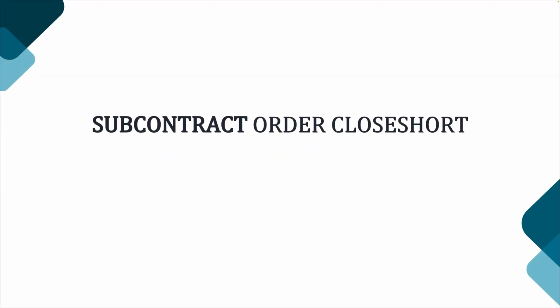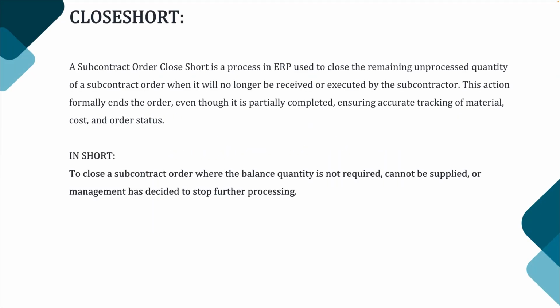In this video, let's learn about how to do Closeshort for your subcontract order. So what is Closeshort? A subcontract order Closeshort is a process in ERP, that's Enterprise Resource Planning, used to close the remaining unprocessed quantity of your subcontract order when it will no longer be received or executed by a subcontractor. So this action formally ends the order even though it's partially completed, ensuring an accurate tracking of your material, cost and your order status.